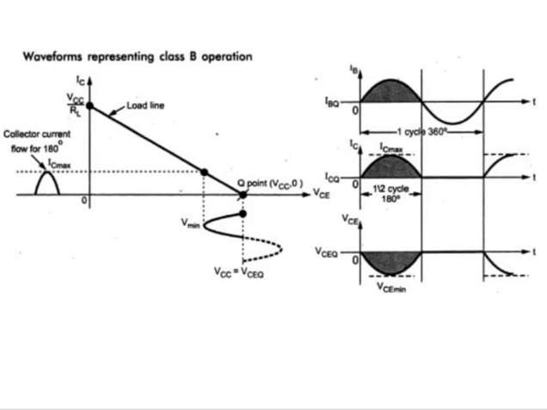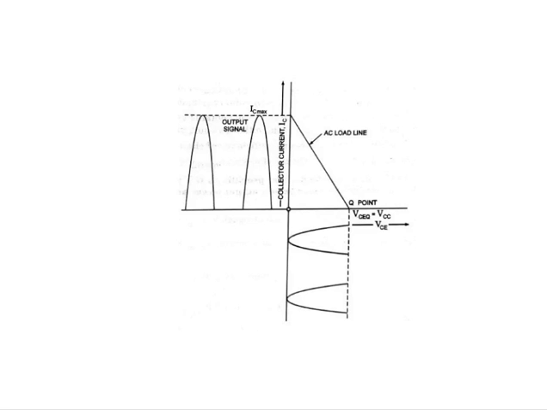Now this shows the waveforms representing class B operation. As you can see, the Q point is at the cutoff and half of the waveform is reproduced. So half of the signal is reproduced, which means there is sufficient distortion if the transistor is simply operated at this particular operating point.